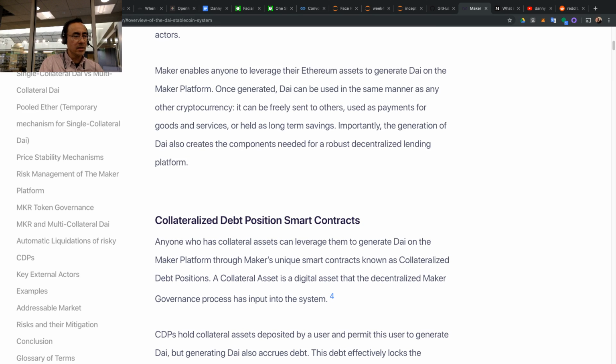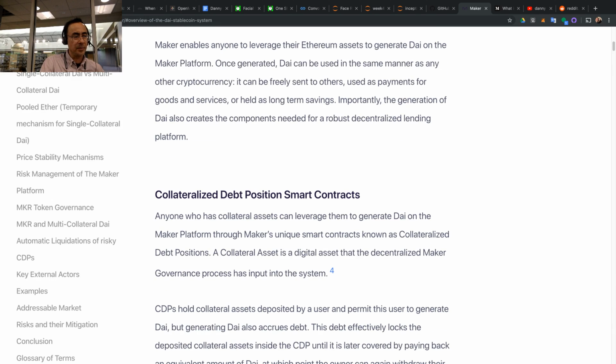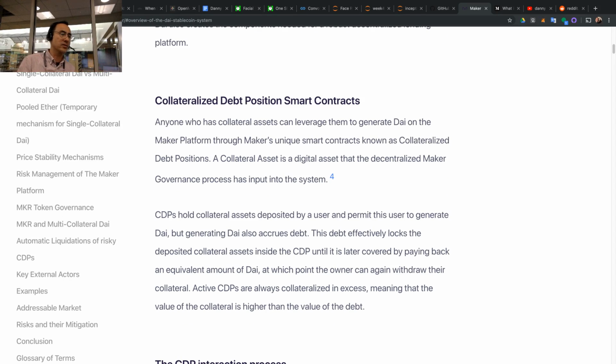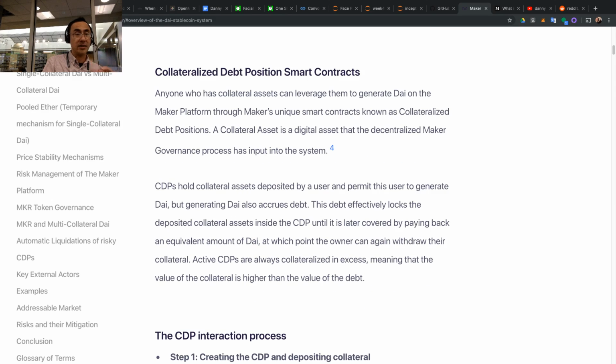So this is what they've been saying. There's a smart contract inside Maker called CDP, a collateralized debt position. Anyone who has collateral assets, right now it's only ETH, though they can support multi-collateral in the future, can leverage them to generate DAI on the Maker platform through Maker's unique smart contract known as collateralized debt positions.